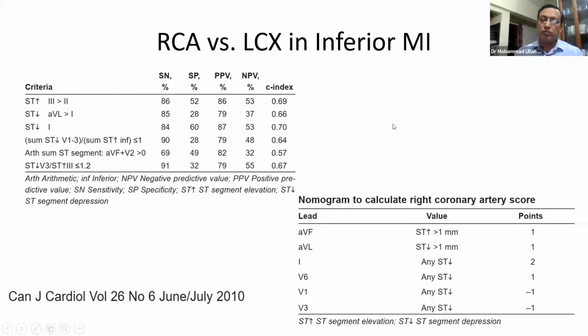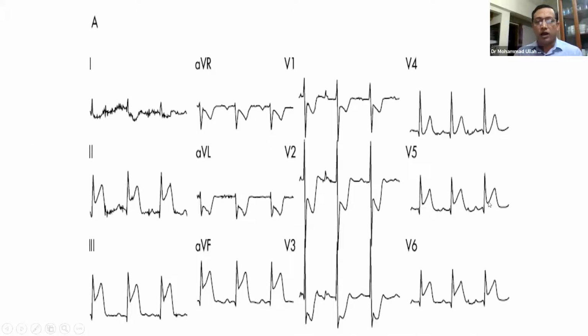They have tried some different scoring systems, like the right coronary artery score and the culprit score, for identification of the culprit coronary artery in case of inferior MI. Look at this ECG. This is an inferior MI.